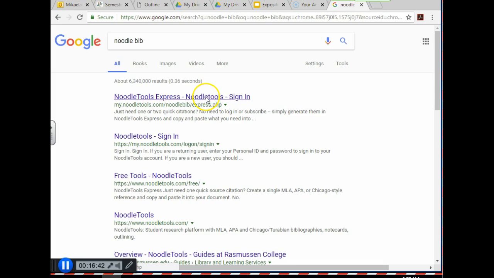Alright, Noodle Tools. Enough people. All you do is plug in your website, the author, all of that. It pulls it up for you. Just do that. Don't make it difficult. Okay?